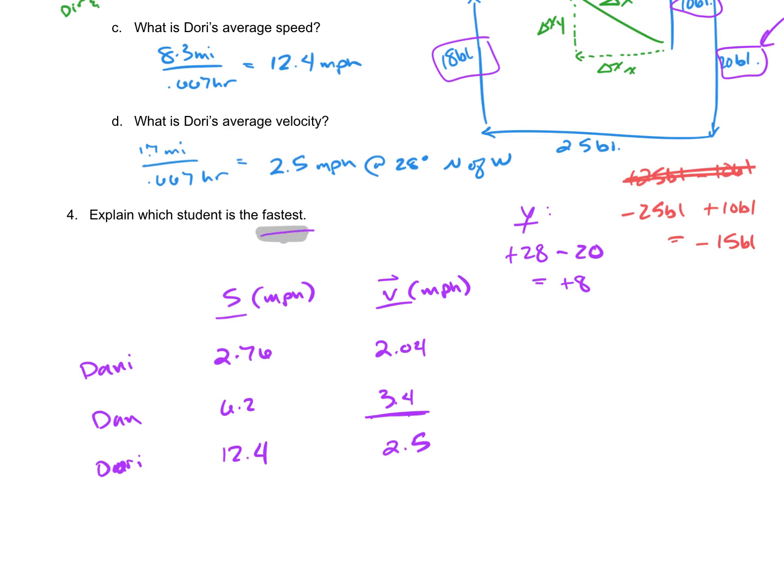So the question and your explanation should make the distinction between speed and velocity when you're comparing which student is the fastest. So that's it for group 1.